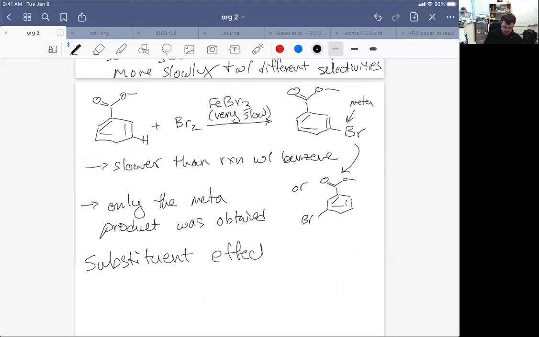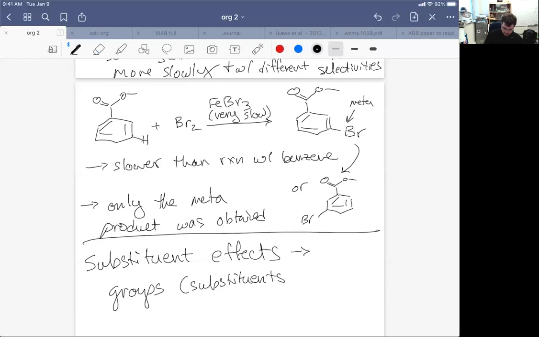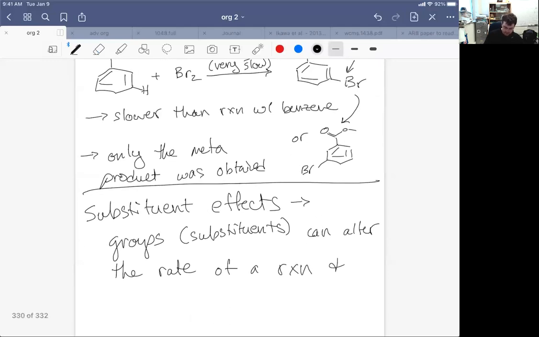So substituent effects have to do with how groups, which are our substituents, can alter the rate of a reaction and direct the selectivity.